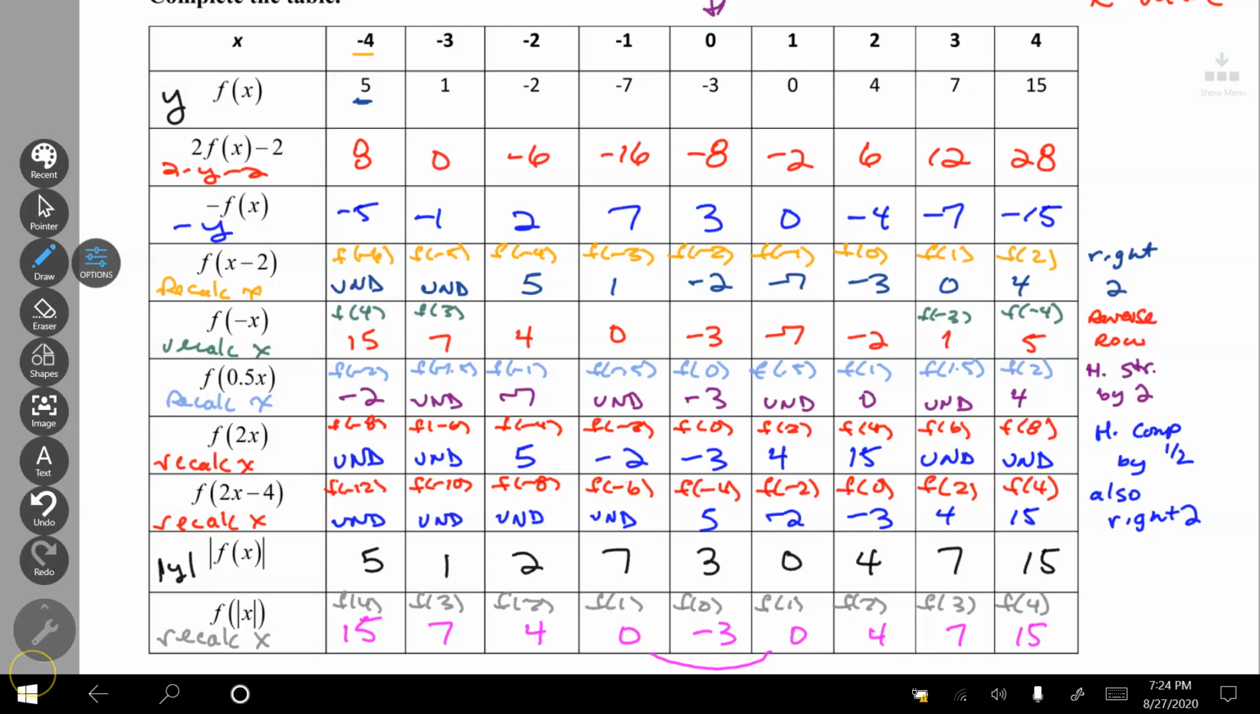Okay, I know the table's some work. Please ask questions on Zoom. We can go over it, I can put it up on the Zoom screen and we can work on it together. Thank you for listening.